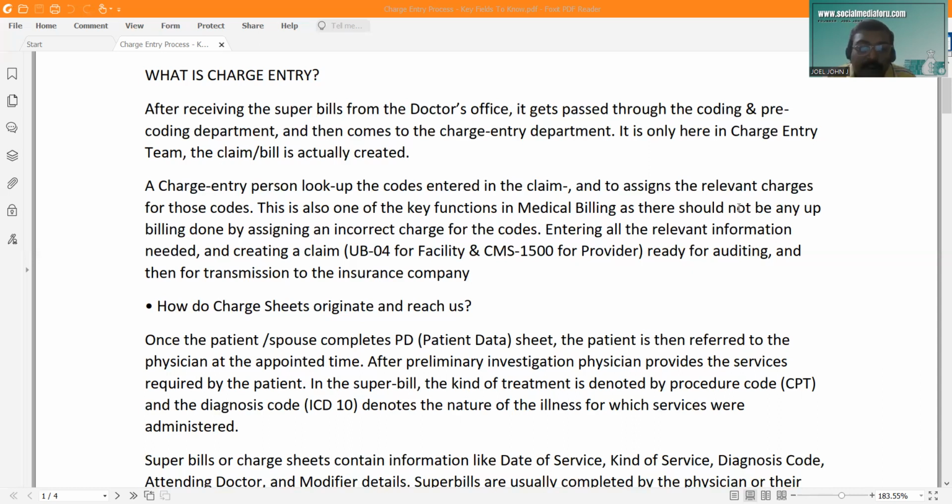Then it is ready for auditing and then transmission to the insurance company. After doing this charge entry, there will be an auditing, because with any mistake the claim will be rejected. Also, if there is any format error, the claim will be dropped as a dropped claim, and those details will be on the scrubber report.